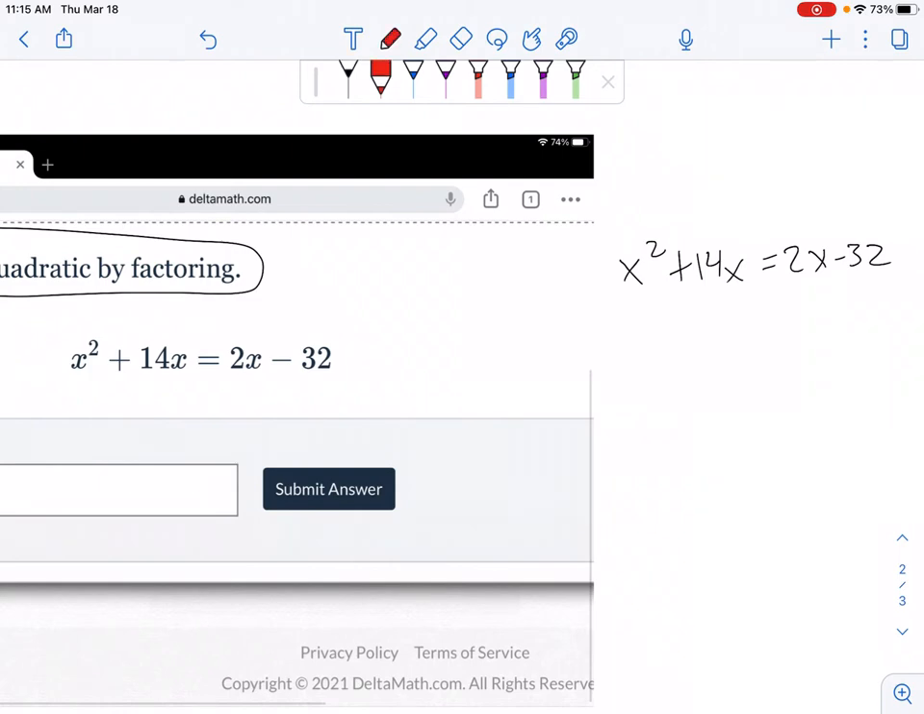So the first thing, I need to get this side to say equals 0. In order to get it to equal 0, I'm going to have to move my 2x by subtracting it from both sides, and this 32 by adding it to both sides. That will get those to cancel out to equal 0. And then on my left side, I have x squared plus 12x, that's 14 minus 2, plus 32.